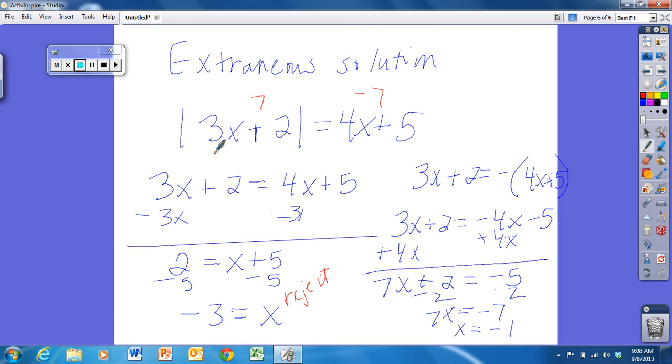Let's check negative 1. 3 times negative 1, let me get rid of these 7s so we're not confused. 3 times negative 1 is negative 3, plus 2 is negative 1. The absolute value of negative 1 is 1. 4 times negative 1 is negative 4, plus 5 is 1. That works. This is your solution. Let's try another one.